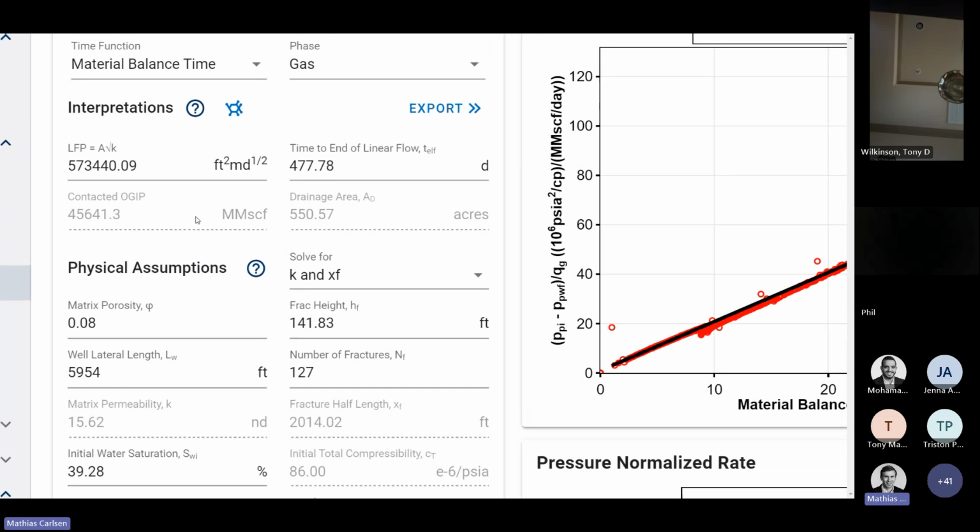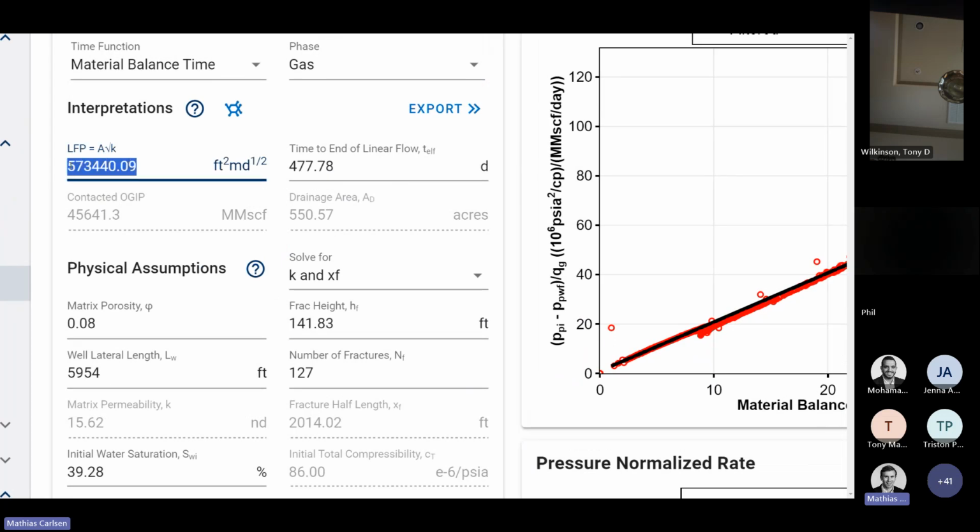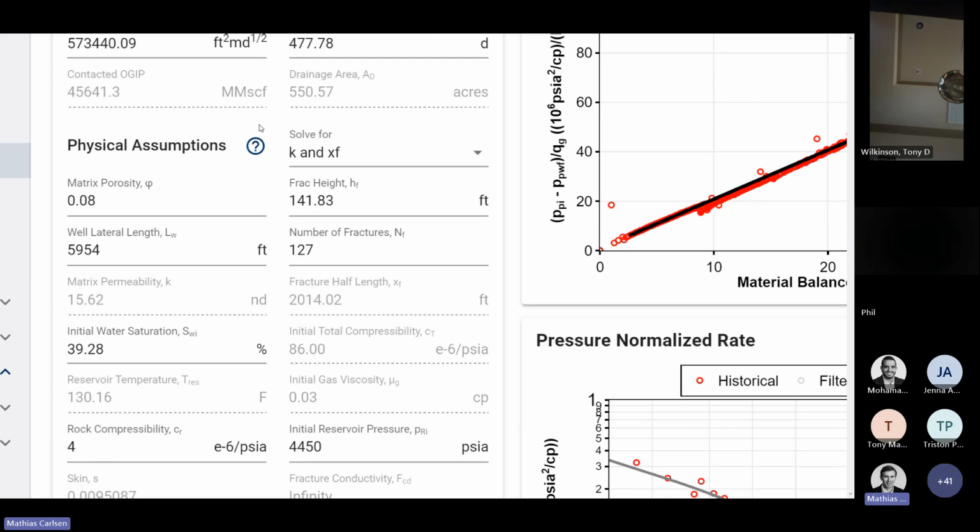through each of these. So this guy is your A root K. That's one parameter, and we'll see how that interacts with the plot a little bit later. This is your time to linear flow, and this is the size tank, and this is something we call drainage area, and that is a function of your XF, what your fracture half length is. So this will be calculated automatically. That's a surface area, and then these are the assumptions.